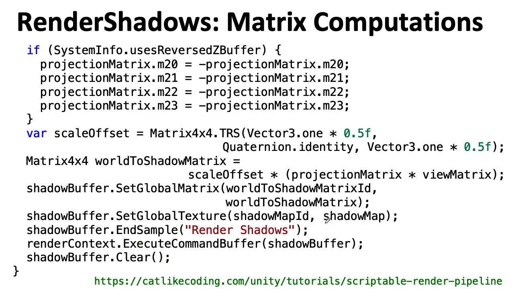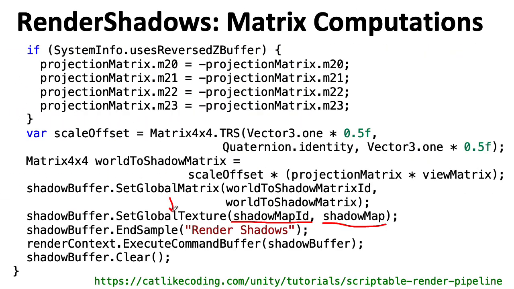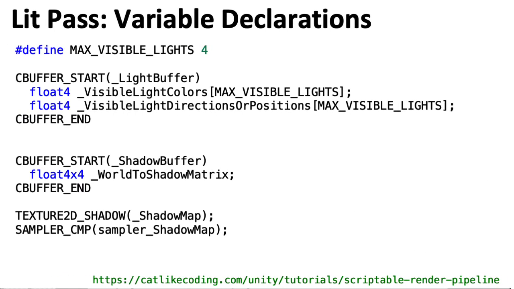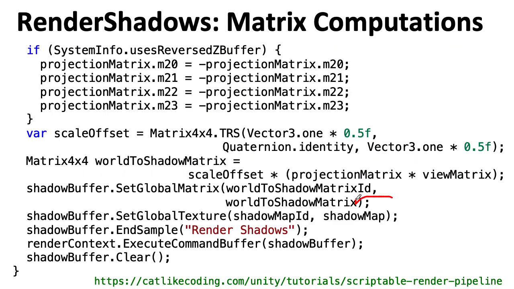Okay, we're almost done. We have our shadow map render target, but we need to actually tell our shader that's what it needs to use for its internal _shadowMap variable. That we accomplish with the set global texture command here. We also need to tell the shader that its _worldToShadowMatrix in the shader needs to be assigned the data from our world to shadow matrix that we have here on the C# side, and that we accomplish with the set global matrix command.